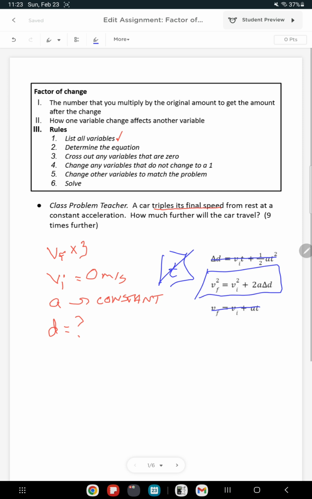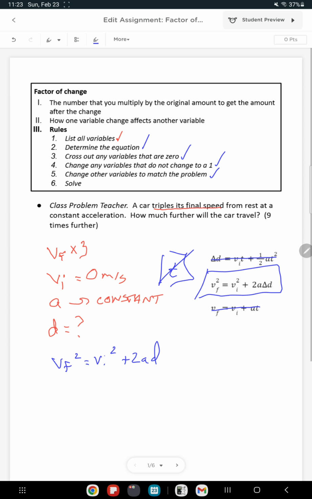And then just a reminder, we're going to write the equation as is. And then we're going to fill it. So that's determine equation. Cross out any variables that are 0. So these next two steps. So cross out anything that's 0. Change any variables that do not change. So anything that stays constant, we're going to make it a 1. And then change all the other variables to whatever was stated in the problem.